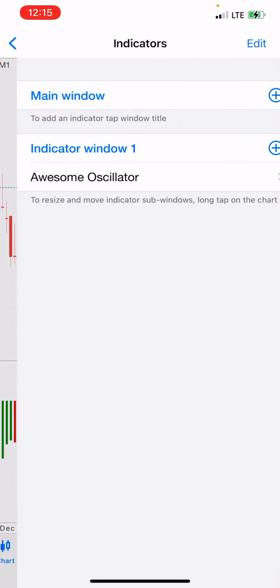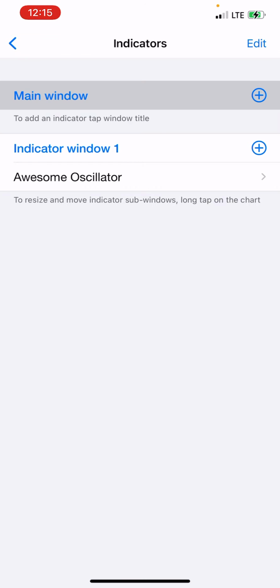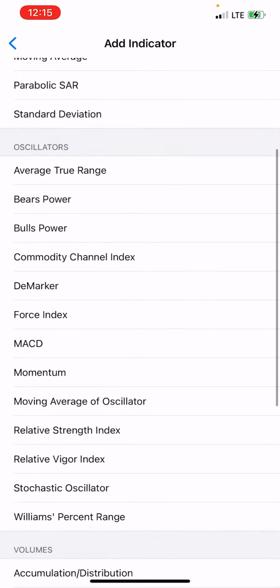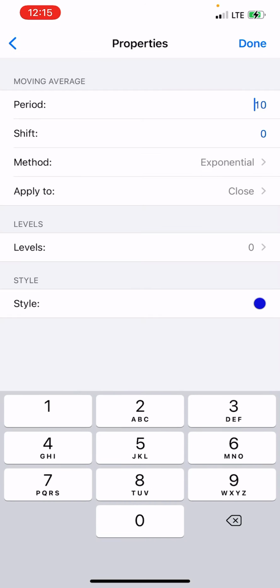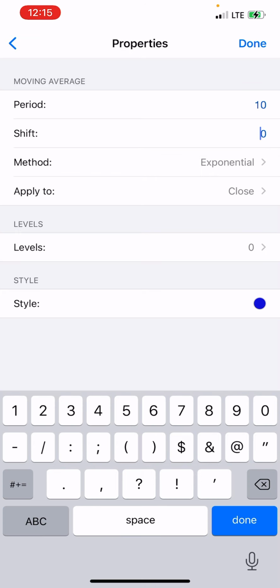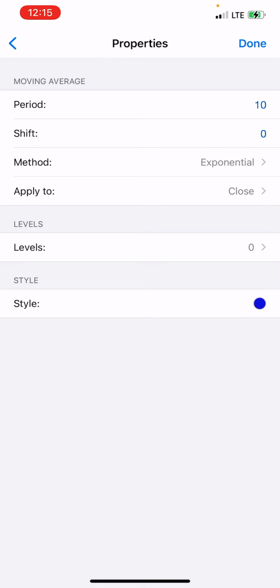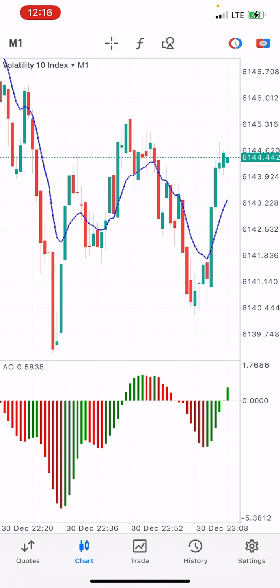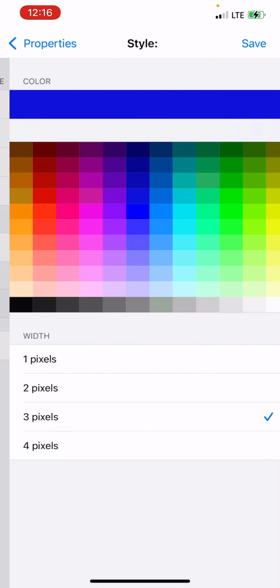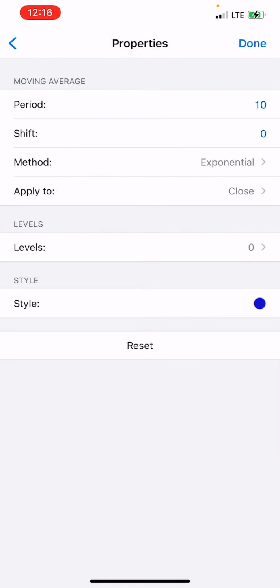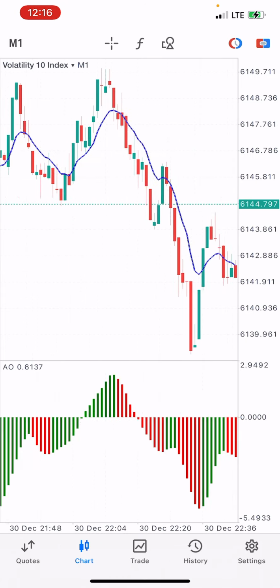So the next indicator, at the main window, you go and search for moving average. We're going to use period 10. Set it on period 10, shift 0, method exponential, apply to close. Please pay attention, guys. Then you click done. The style for the moving average is 3 pixels. You take the color blue, then you click done. So this is the moving average.